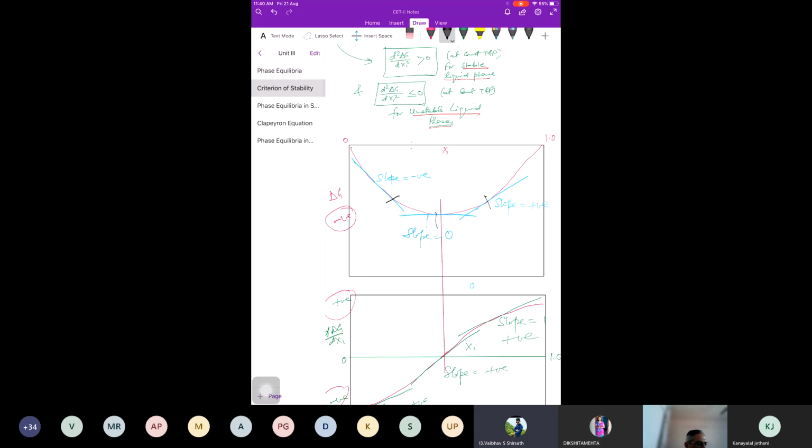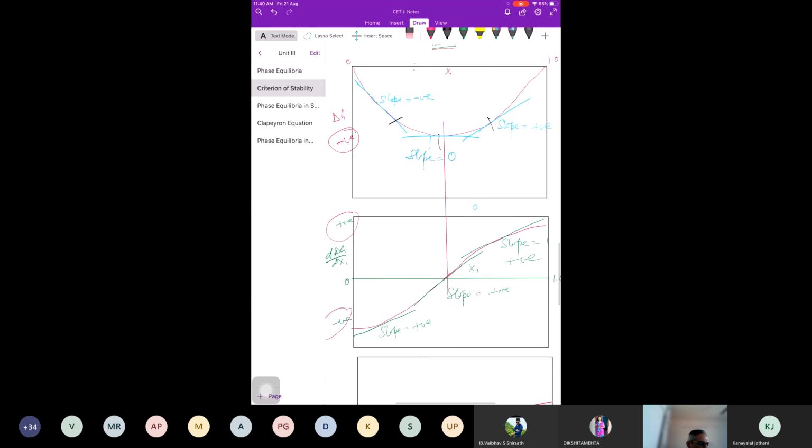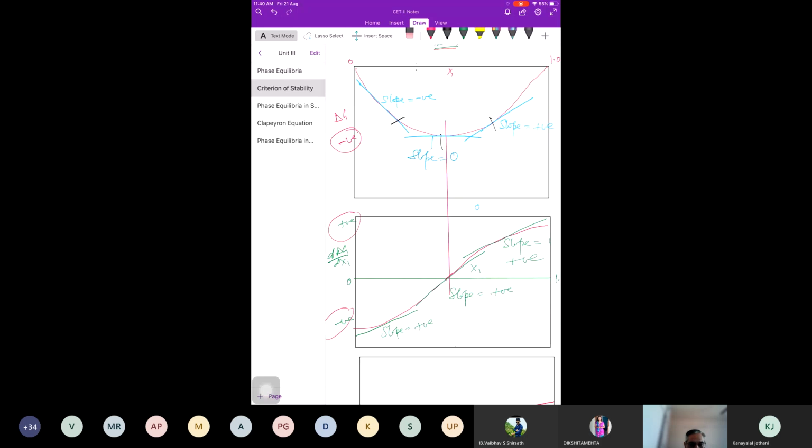Okay. So now, if I take the derivative and plot d delta G by dx1 from this upper curve, I draw d delta G by dx1 versus x1 again. So what I'll get is this portion will be negative from here till 0. Then it crosses 0 and then it becomes positive. This portion is positive. So if I plot d delta G by dx1, the shape of the curve starts from negative, crosses over at 0, and then becomes positive.